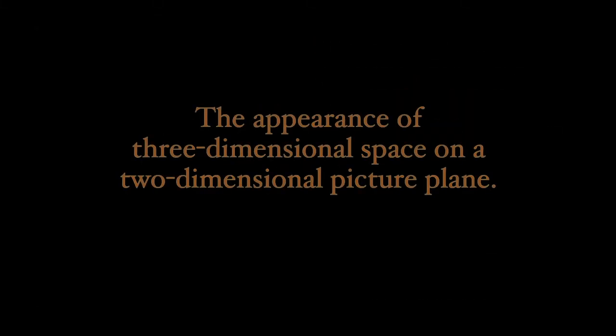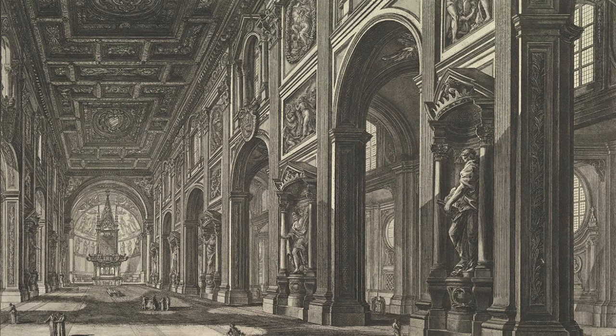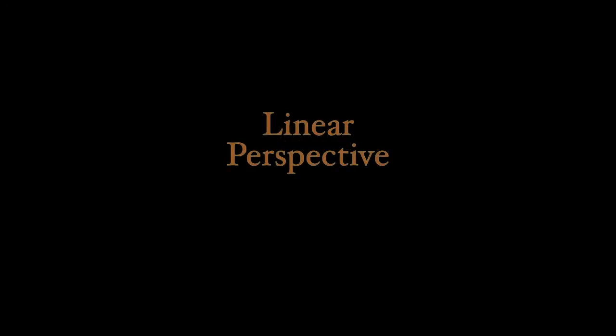Chapter 5, The Illusion of Space. The appearance of three-dimensional space on a two-dimensional picture plane is an illusion achieved through the imitation of our perception of the natural world. Atmospheric or aerial perspective and linear perspective are two systematic approaches to achieve the illusion.